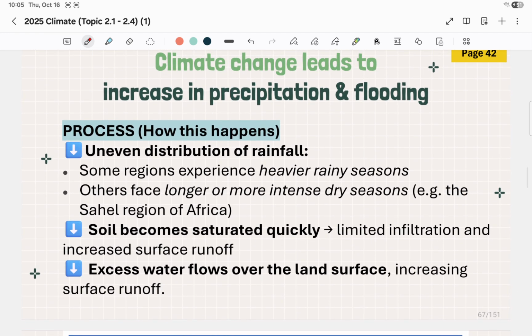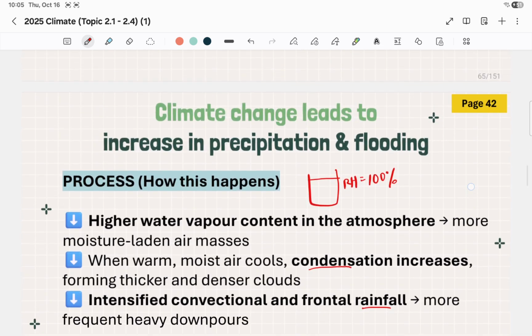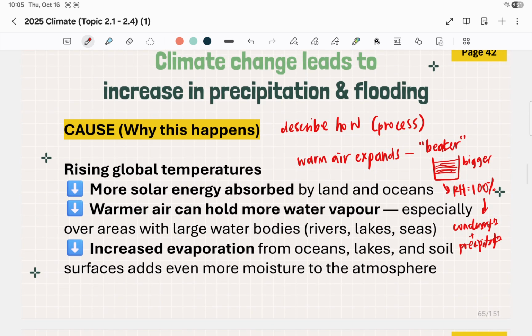But the thing is that the rainfall also depends on where you are situated on Earth. Some areas will have more rainfall. So for example, places that already have monsoon, the places that already have very high convectional rainfall, these places will have heavier rainy seasons, which is what we are experiencing at the moment, right? Okay, but in some other places, because the place is very dry to begin with, there isn't a lot of water vapor to evaporate.